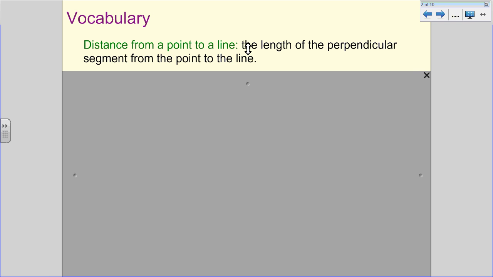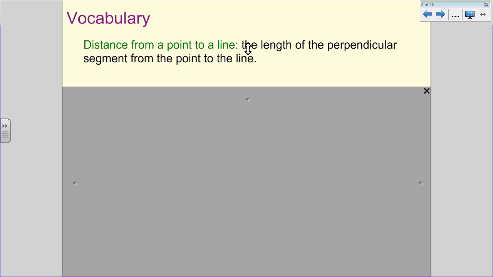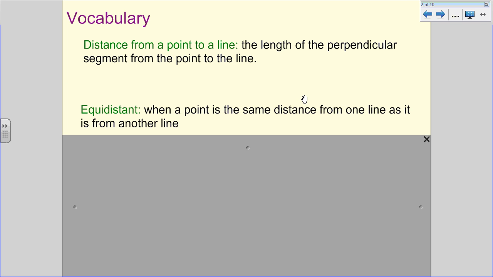So our vocabulary. When we talk about the distance from a point, we're going to use that in one of our theorems. It's just the length of the perpendicular segment from the point to a line. So when we're talking how far apart a point is from another line, that means we're drawing a perpendicular segment, not a curve or a smooth line.